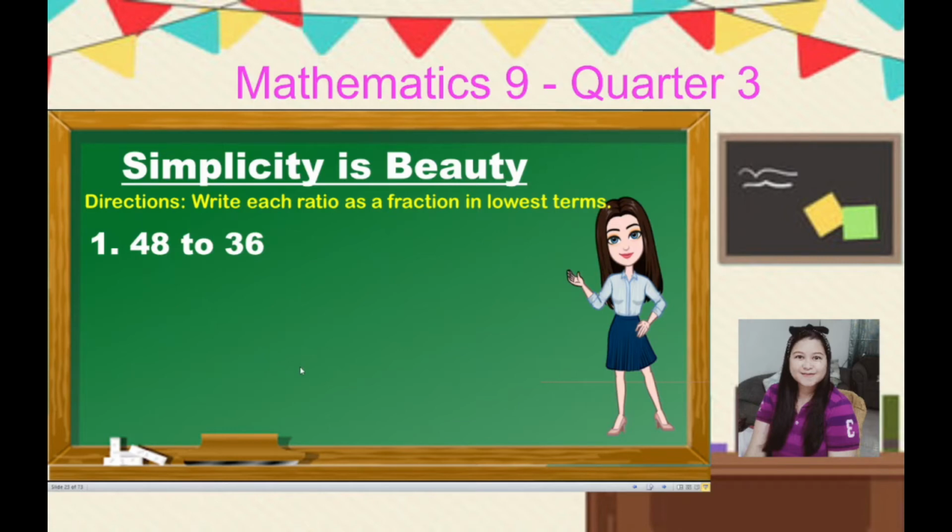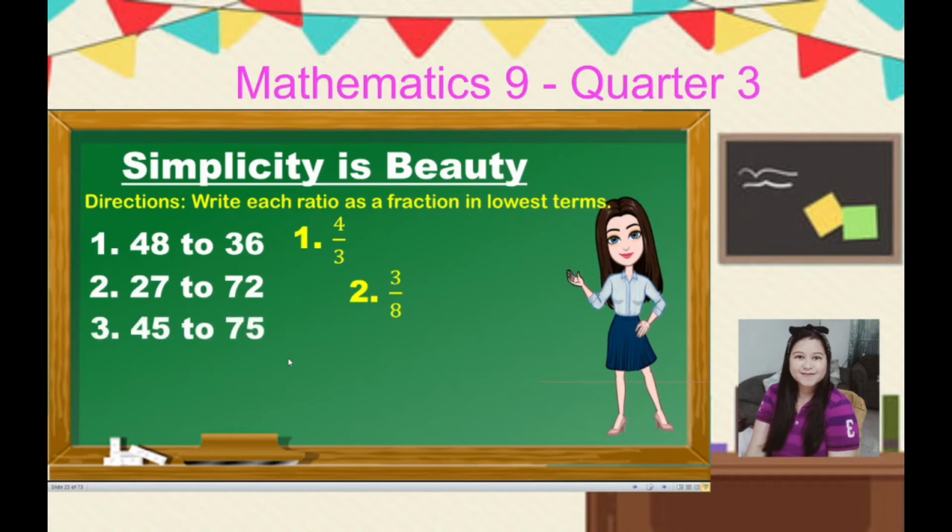So what will be the simplest form of 48:36 or 48/36? So that will be 4/3. Saan po natin dinivide si 48 tsaka si 36? Sa 12. Very good. Number 2, 27/72. So, pwede natin siyang isulat as 27/72. And let us simplify 27/72. Saan sila divisible? And its simplest form is 3/8. Saan natin dinivide? Dinivide natin sa 9.